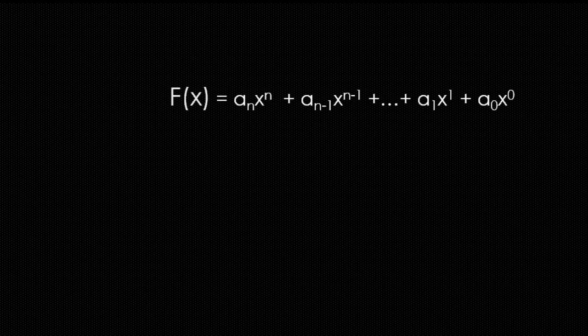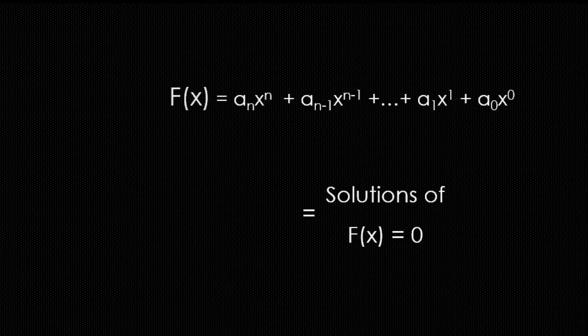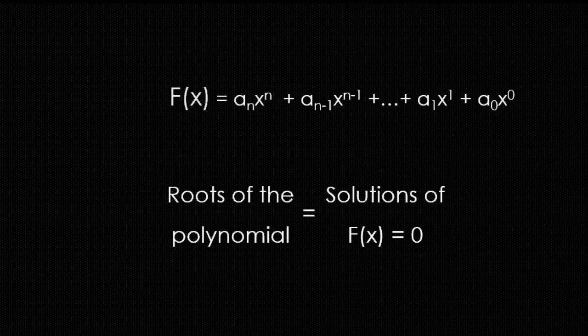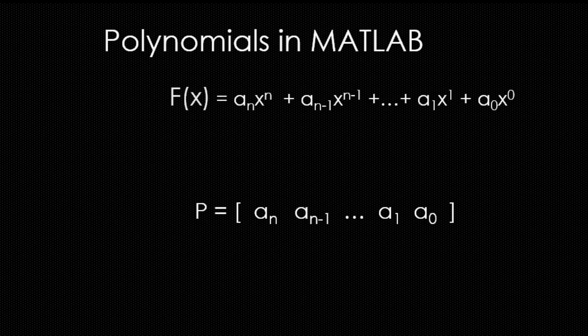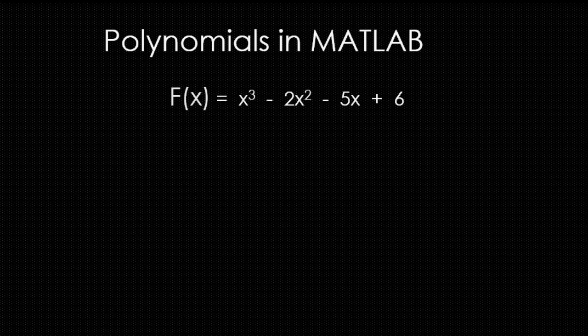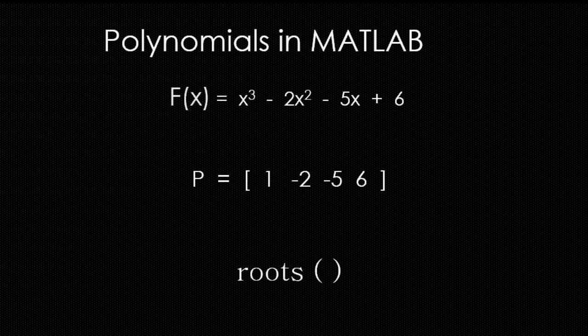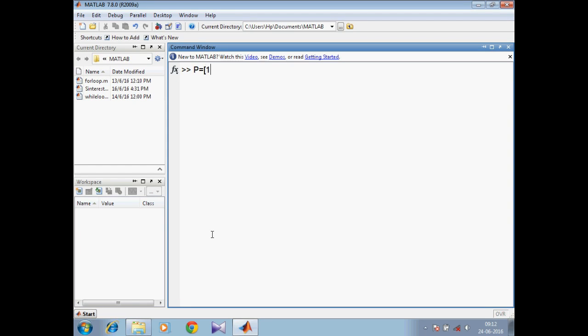If the function on LHS is a polynomial, that is, if it is expressed as a sum of different powers of x, then the solution of the equation are called roots of the polynomial. Polynomials in MATLAB are represented by a row vector containing the coefficients of all powers of x, starting with the highest power. So the vector for this polynomial is this. To find its roots, we can use the roots function. Simply roots within brackets the coefficient vector.